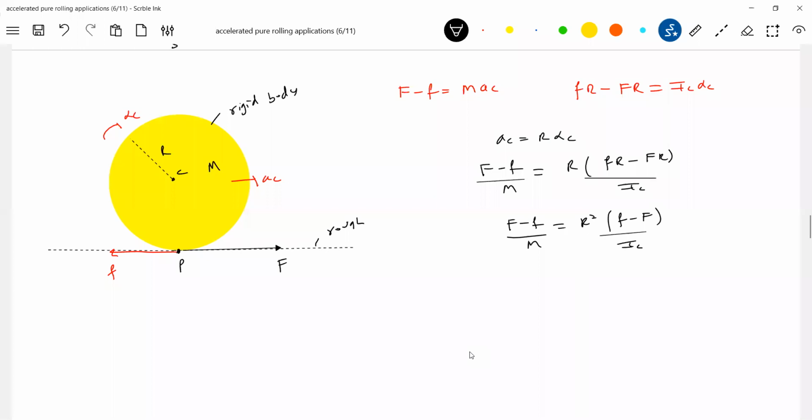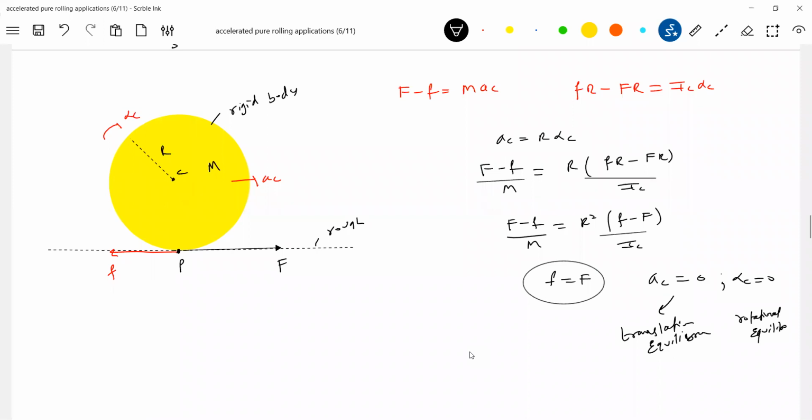When are these equations valid? When small f is equal to capital F, no? If small f equals capital F, then AC will be 0, alpha C will be 0. So when you apply a force on the rigid body at the lowest point, at the point of contact, what happens to the rigid body? The rigid body will have both translational and rotational equilibrium. The simplest conclusion, nothing big.